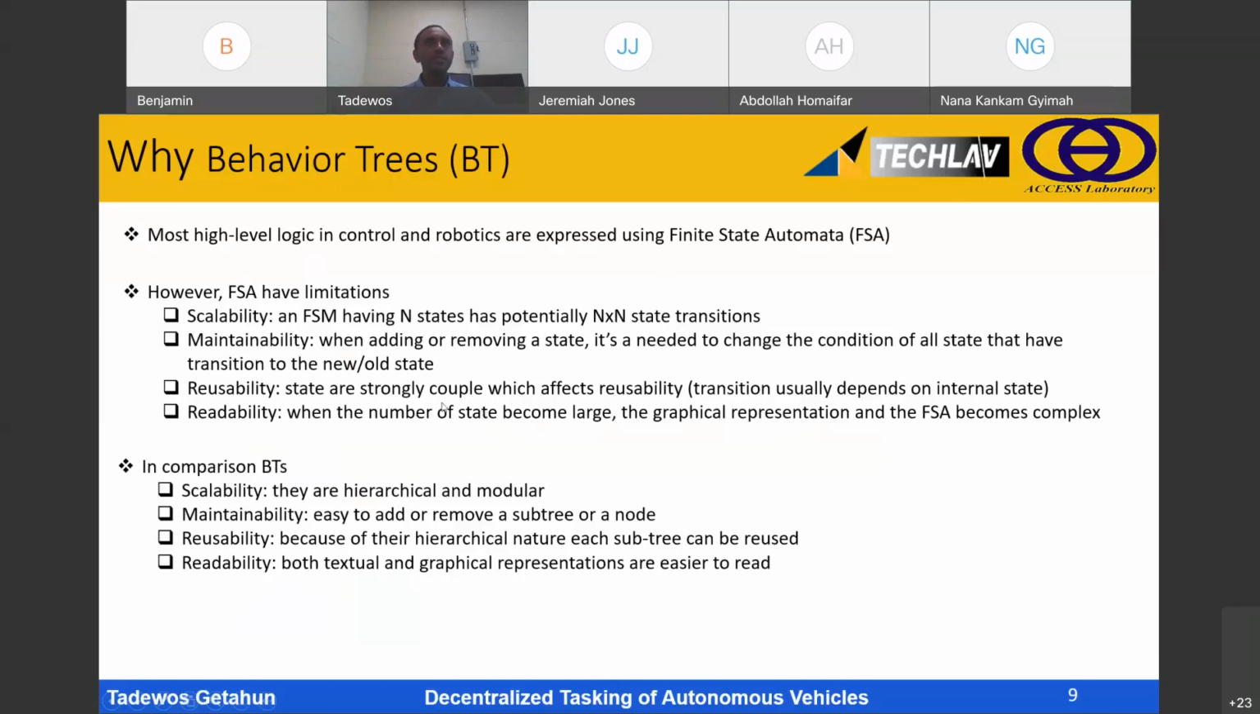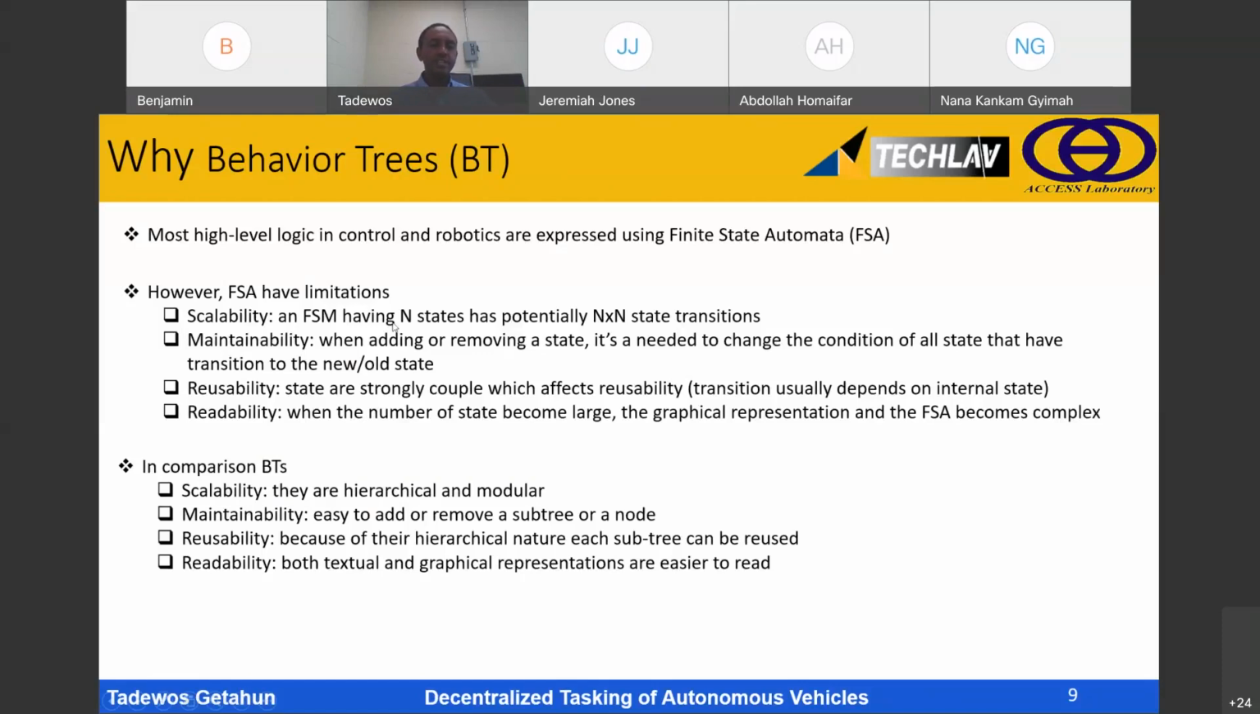Reusability: states have some coupling, especially if they have strong coupling. Removing a state is not easy, as it requires another task to perform. So they are somehow challenging. Readability: if we have a huge number of states, especially with a lot of transitions, it will be very challenging.